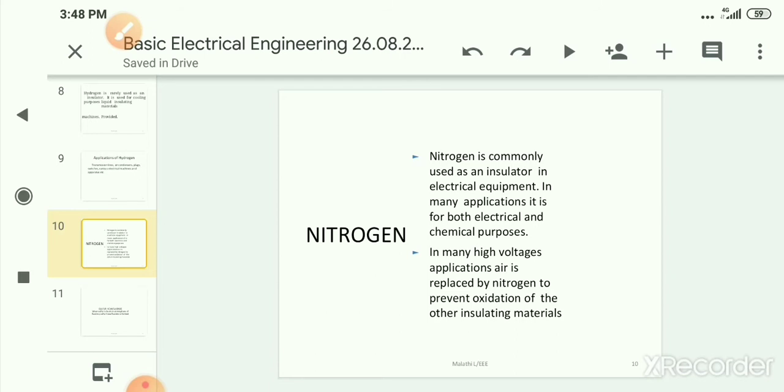So what are the properties of nitrogen? First of all, nitrogen is a non-metal, and it prevents oxidation and increases the life of the equipment. It is a chemically inert gas. It is used for electrical and chemical purposes. Its dielectric strength is 3 to 5 volts per mm.